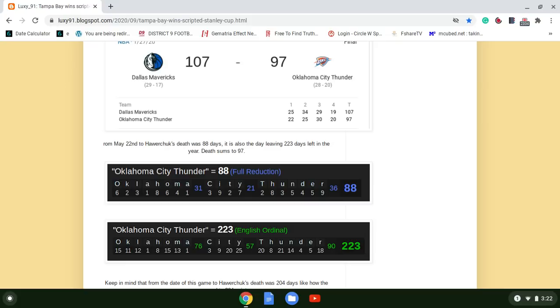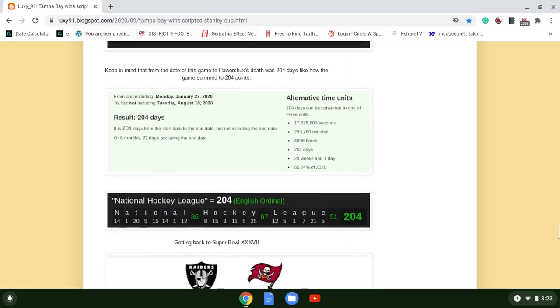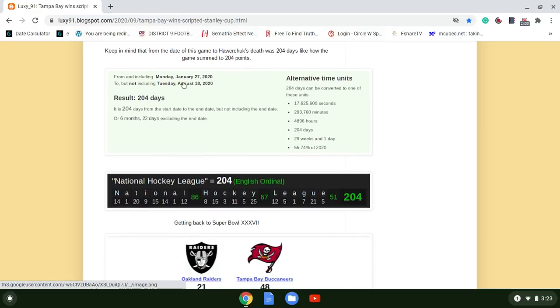I got tongue-tied for a second. But from May 22nd to Hawerchuk's death was 88 days, like how Oklahoma City Thunder is 88. May 22nd is the day leaving 223 days left in the year, like Oklahoma City Thunder. 223 is the 48th prime number. That's another number that connects to the Illuminati. So this game summed to 204 points. Notice how from January 27th to Hawerchuk's death is 204 days, like how National Hockey League is 204.